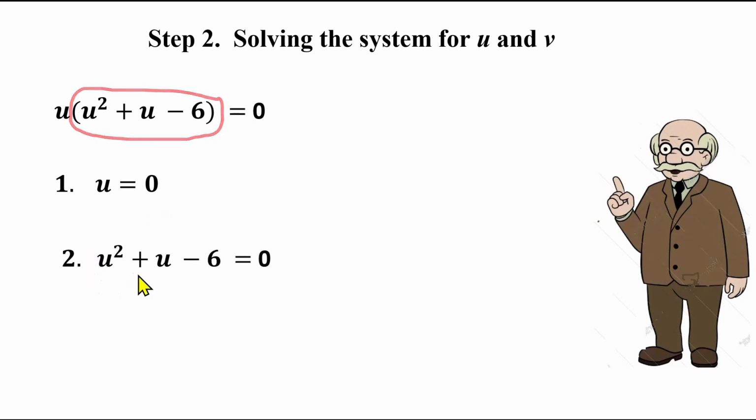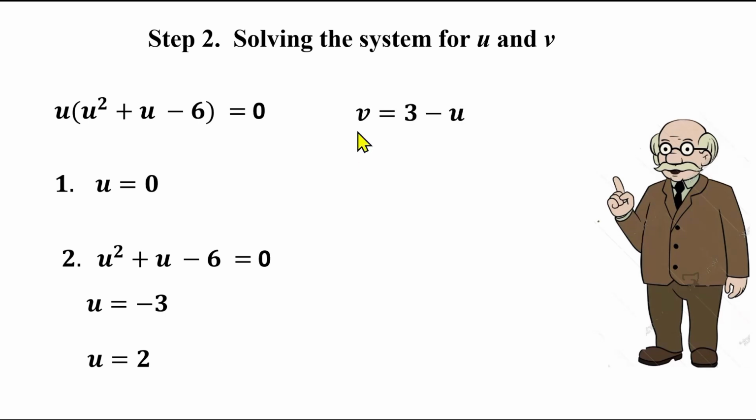We obtained a quadratic equation. You can solve it yourself using Vieta's theorem, and please tell me the answers. Yes, you are right. First solution is u equal negative 3, and the second u equal 2. To find v, we can use the formula which we obtained previously. v equals 3 minus u.